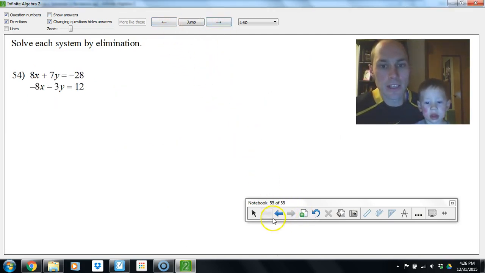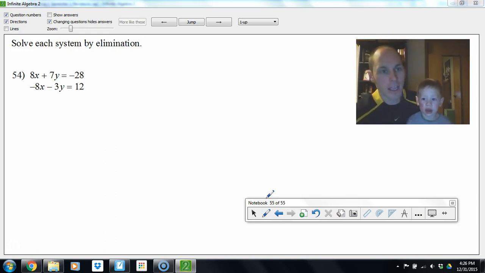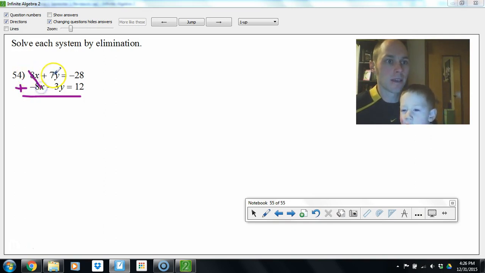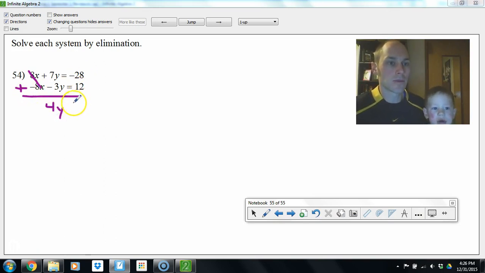We're going to solve this one by elimination. Remember, in elimination, we want to get rid of the x or the y term by either adding or subtracting. Notice 8x and negative 8x are opposites. 7y and negative 3y are not the same. So I can add both equations because that will cancel out 8x plus negative 8x, which is nothing. 7y plus negative 3y is 4y. Negative 28 plus 12 is negative 16, right? Okay. So then we divide by 4. Y equals negative 4.